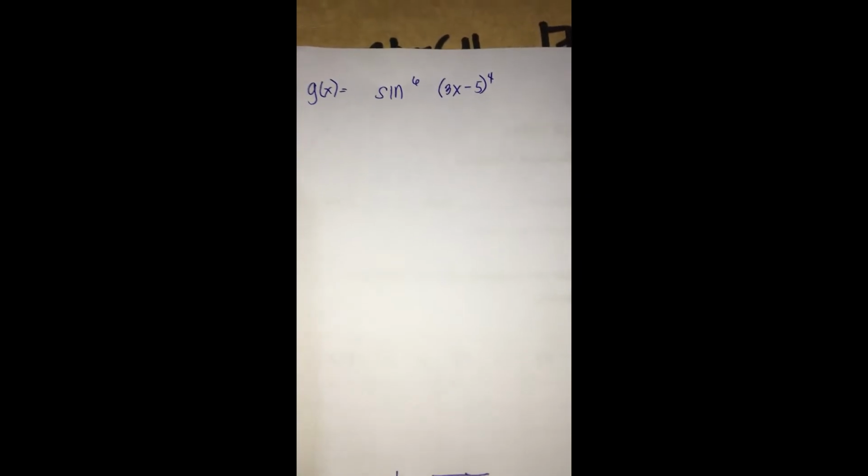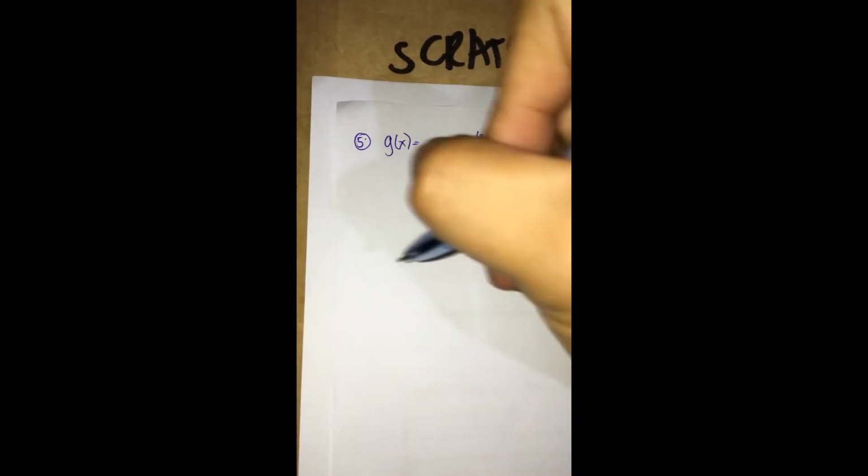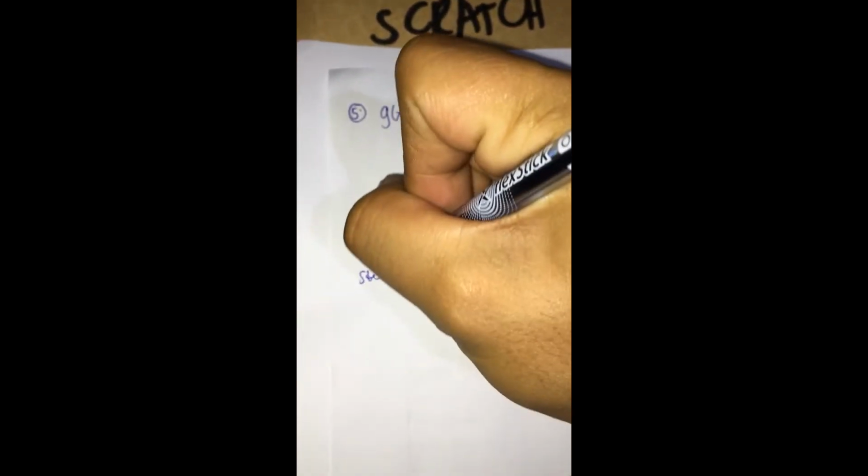So, we are now in our example number 5, which is g of x is equal to sine raised to 6 with a base of 3x minus 5 raised to 4. So, our given is g of x is equal to sine raised to 6 with a base of 3x minus 5 raised to 4. So, the base is a bit more complicated. So, let's solve this one. Let's have the first step.